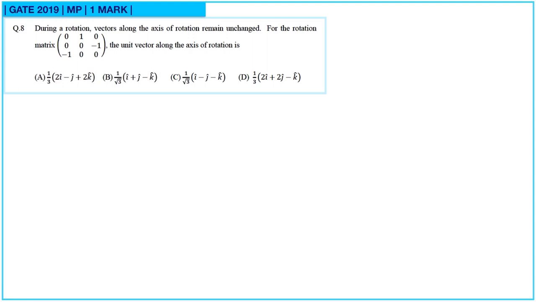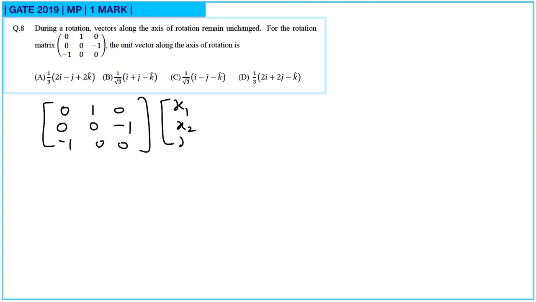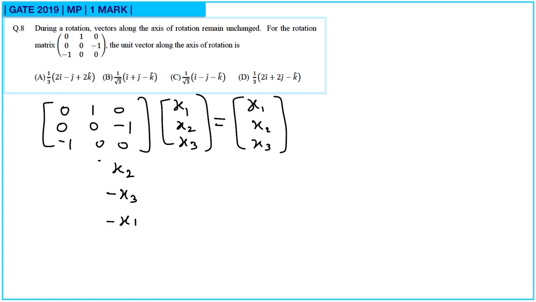During a rotation, vectors along the axis of rotation remain unchanged. For the rotation matrix, the unit vector along the axis of rotation is. So the matrix is [0, 1, 0; 0, 0, minus 1; minus 1, 0, 0], and it is operated on x1, x2, x3. And then we are getting the same vector. So x1, x2, x3 equals x2, minus x3, minus x1. This is equal to x1, x2 and x3.